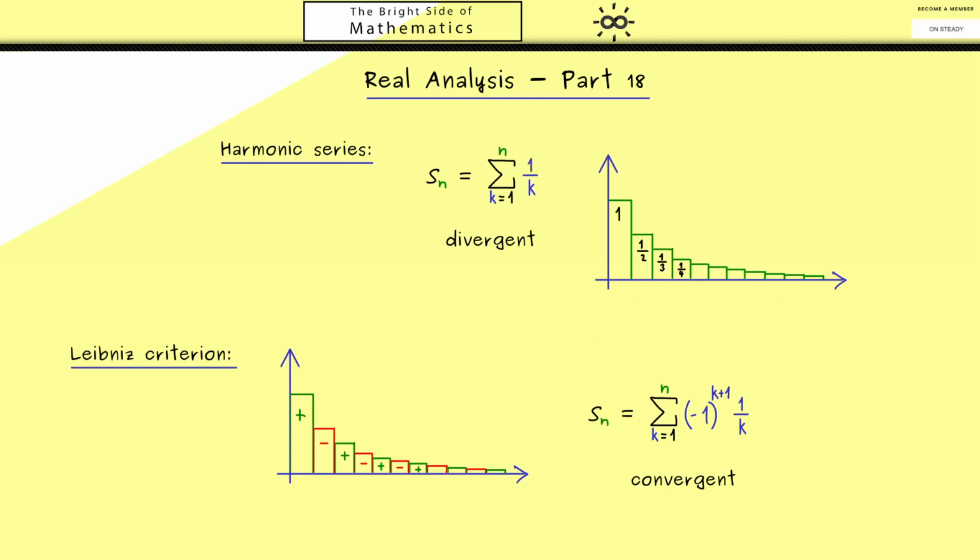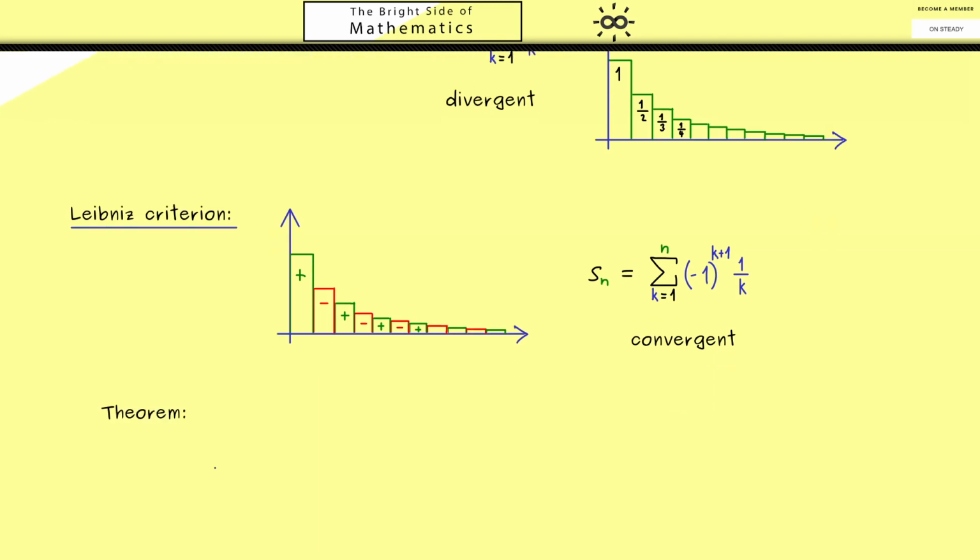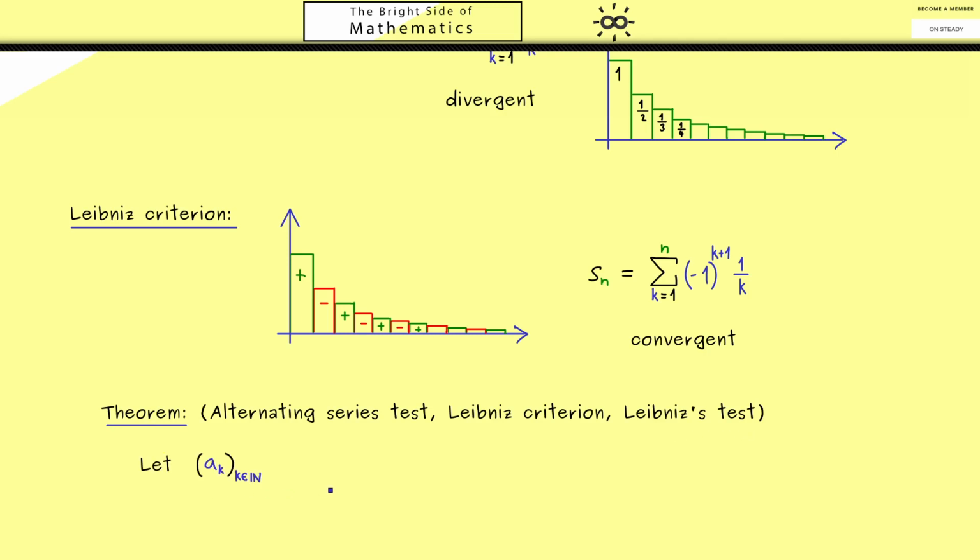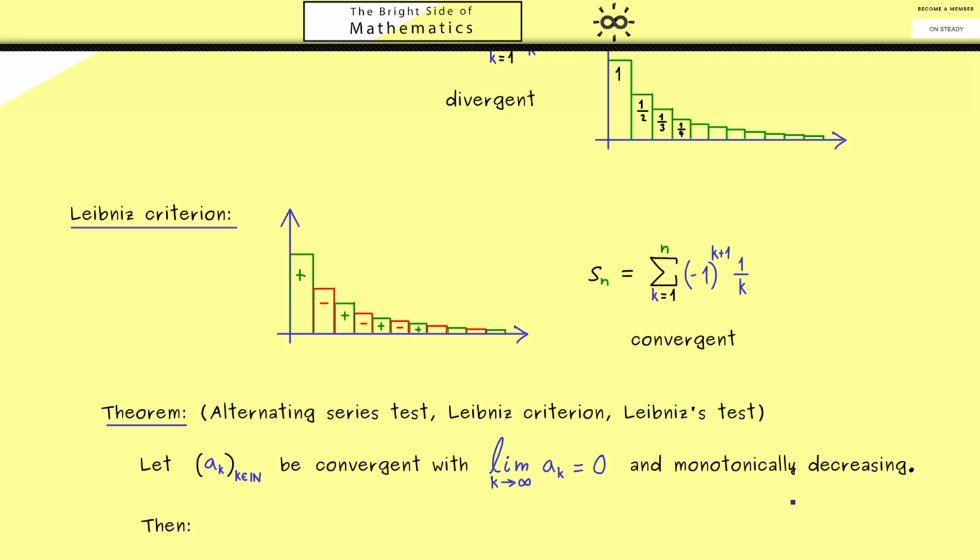Okay, now we are ready to formulate the general Leibniz criterion. For obvious reasons, this is also known as the alternating series test. Of course, there are also other names, some people just call it Leibniz's test. Okay, for the formulation, let's take a sequence of real numbers called a_k. Now we already know if we want a convergent series, we need this sequence to be convergent with limit 0. However, now we also put in that a_k is monotonically decreasing. So please keep in mind, this is exactly what we have for 1 over k. And now the conclusion is that the alternating series here is convergent.